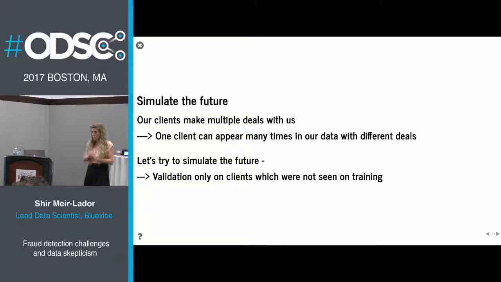So what I try to do now is, instead of just randomly dividing to train and test, I trained the model on deals from certain clients and tested the model on deals from other clients. Okay, now I don't have any overlap in the clients between the train and the test. And let's see what the result I got then.